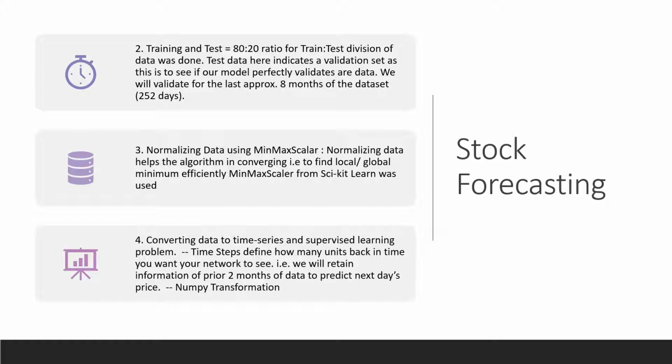Furthermore, I then converted the data to a time series and supervised learning problem by generating time steps. This shows how many units back in time my network can see, so that I can retain information of the prior 2 months of data to predict the next day's price. Also, in this step, I do a NumPy transformation, which helps me feed my data into the LSTM. The time step is important as it stores the data for the prediction.